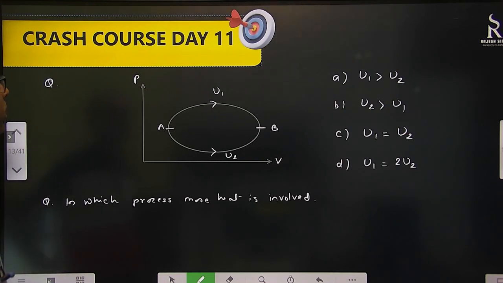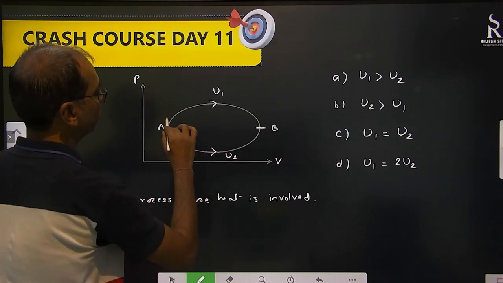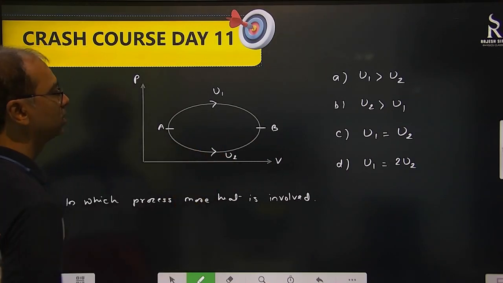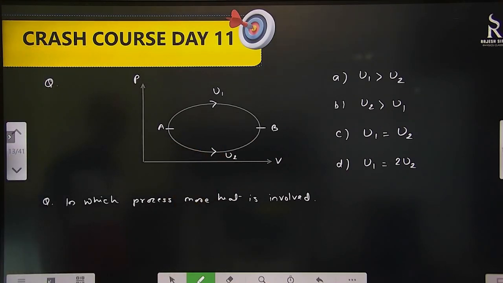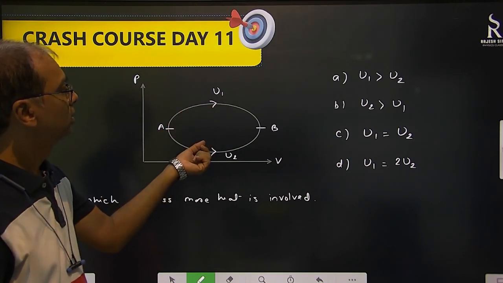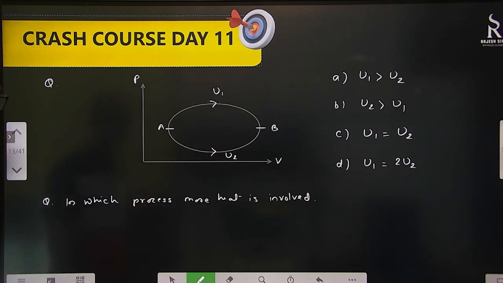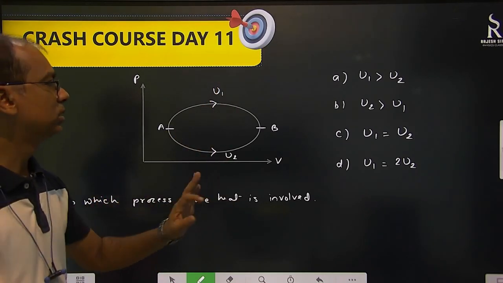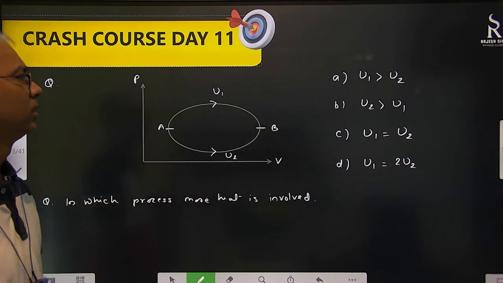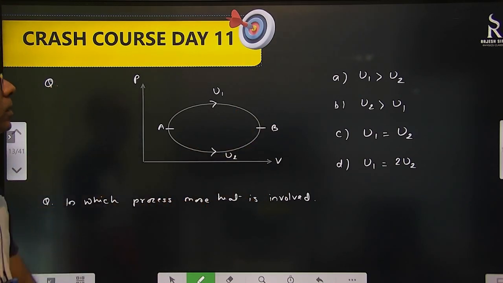Okay. There's a PV graph given and two processes are given. One is like this one, and another one is like this one. Starting point is A and finishing point is B. Okay, and U1, U2, that is change in internal energy. U1 and U2 are change in internal energy given. In which process more heat is involved? Okay, that's a different process because here options are given for internal energy only. So first let's solve this one, then we'll come on this one. This is a different question, this is a different question.